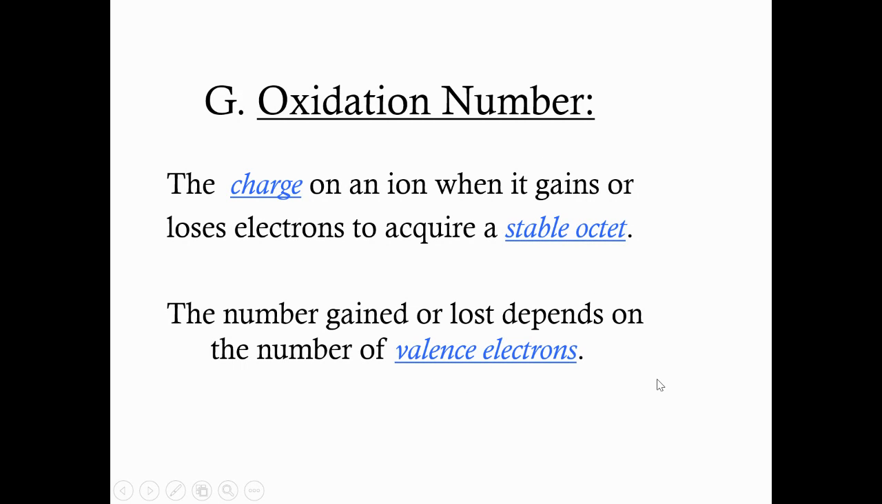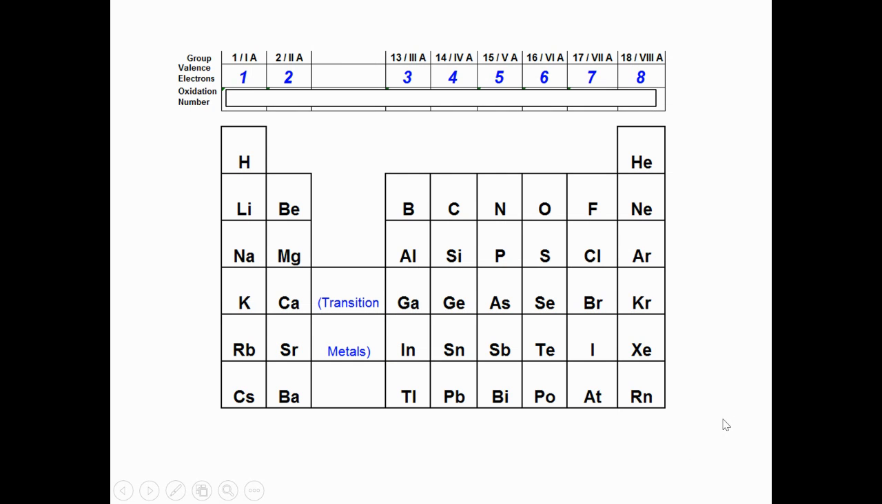Oxidation number is a fancy word for the charge that an ion gets when it gains or loses electrons to acquire a stable octet. And the number gained or lost depends on the number of valence electrons. This table focuses on just the A columns on the left and right and shows you the number of valence electrons. 1A has 1, 2A has 2, 3A has 3, 6A has 6, 8A has 8, etc. That's really important because that's how we know what kind of ion it's going to make.